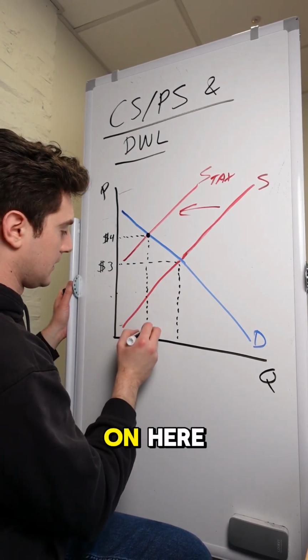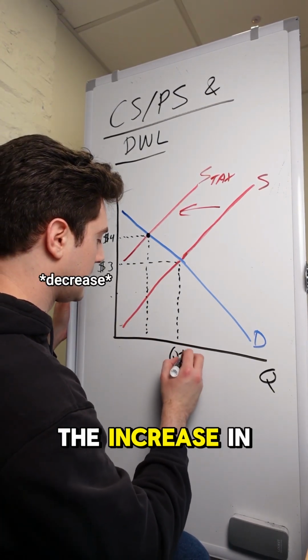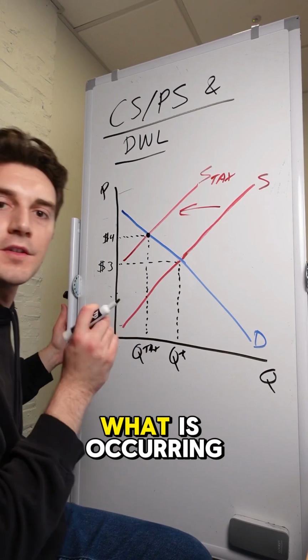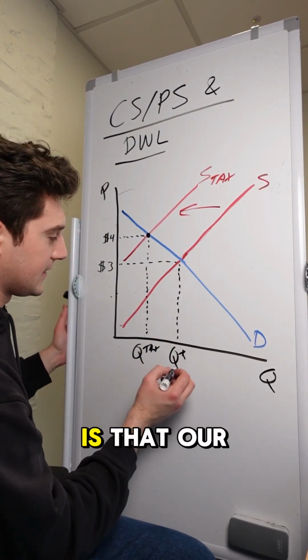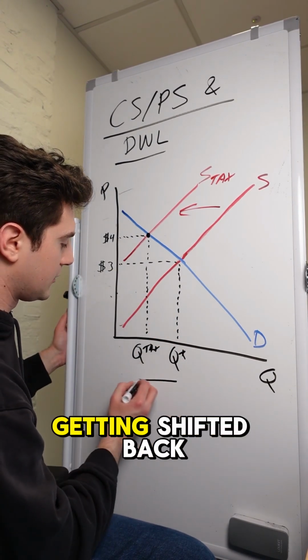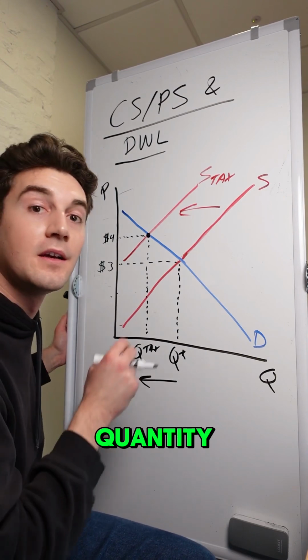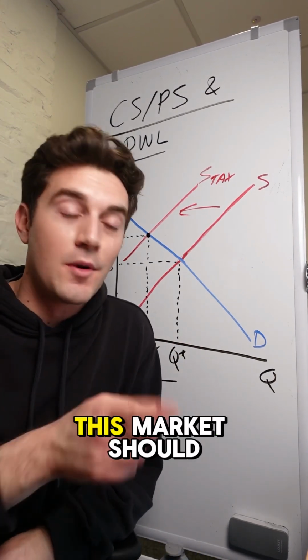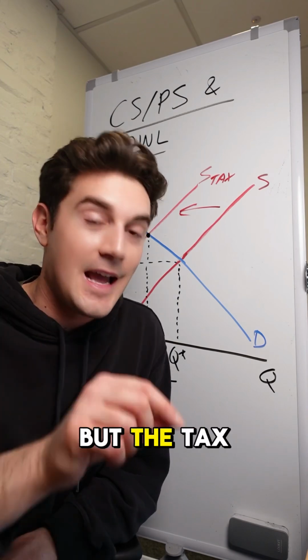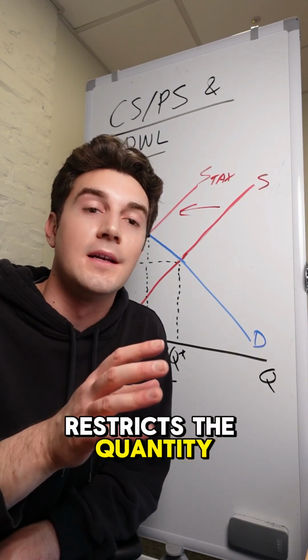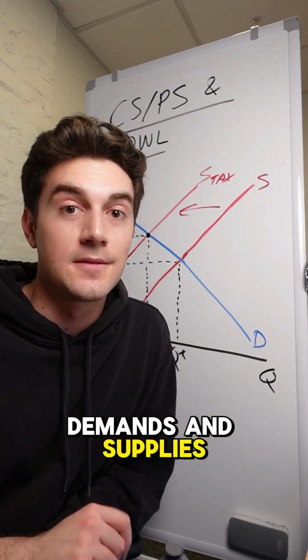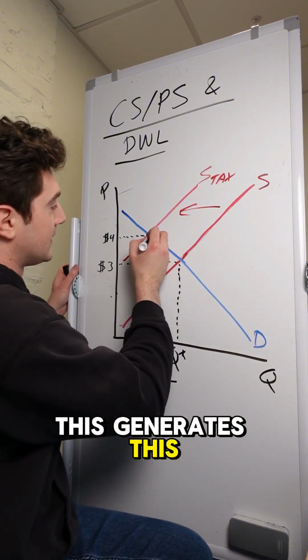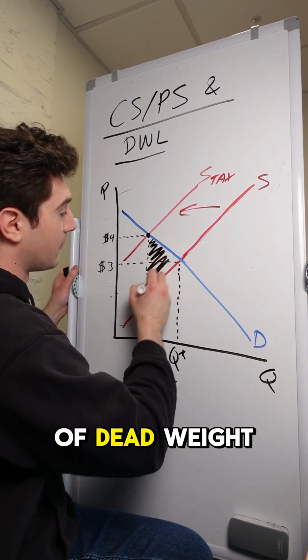I want you to focus here on the decrease in economic activity. What is occurring as a result of this tax is that our equilibrium quantity is getting shifted back to this new quantity that's less with the tax. This is a loss in economic activity. This market should be selling more units, but the tax restricts the quantity that the market demands and supplies. And in turn, this generates this triangle right here of deadweight loss.